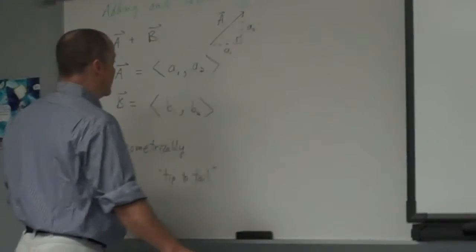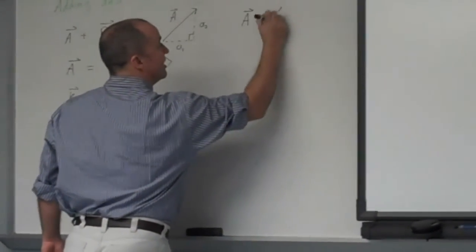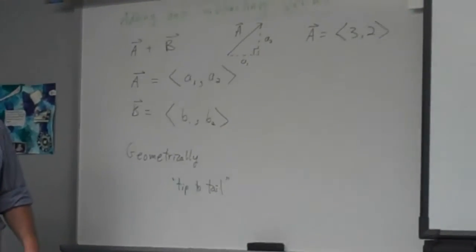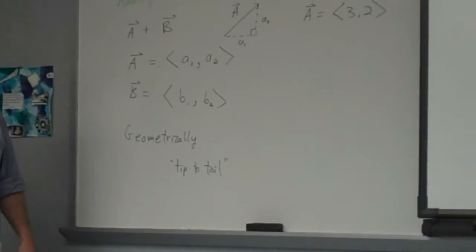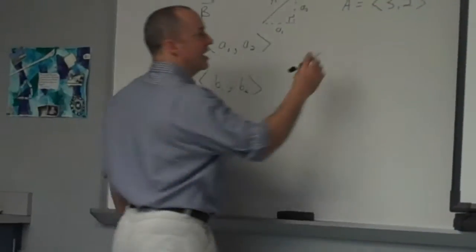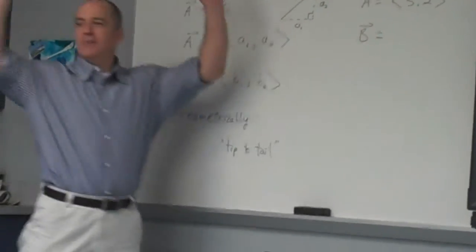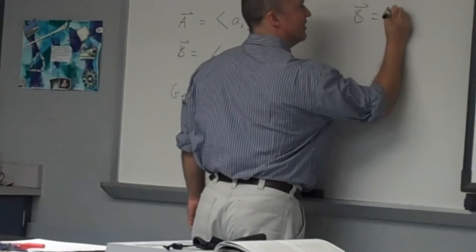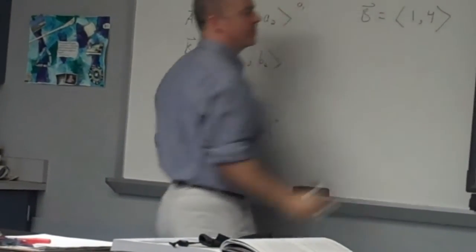Okay, so, geometrically, I'm going to say that vector A is 3, 2. Seems to be my favorite vector example. Totally made it up. Could have been anything. And I'm going to say vector B is 1, 4.